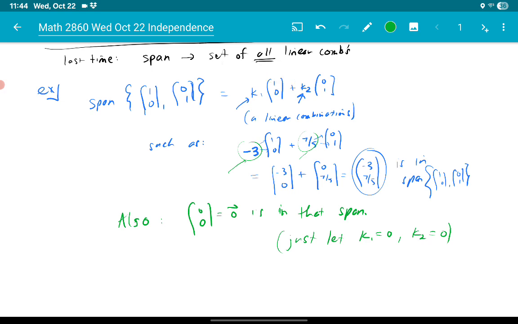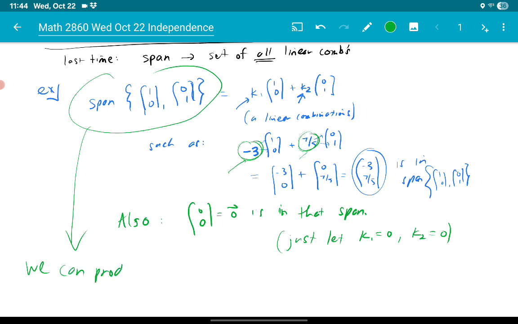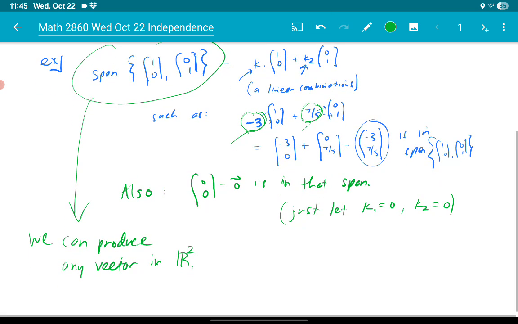Okay, so in fact, this one's pretty interesting. This span right here, if you think about it for a second, I could have changed the -3 and the 7/5 to anything I wanted to. So it turns out we can produce, using this span, any vector we want to. Any two-dimensional vector, which is what we call R2, right? R2 is the set of all two-dimensional vectors.